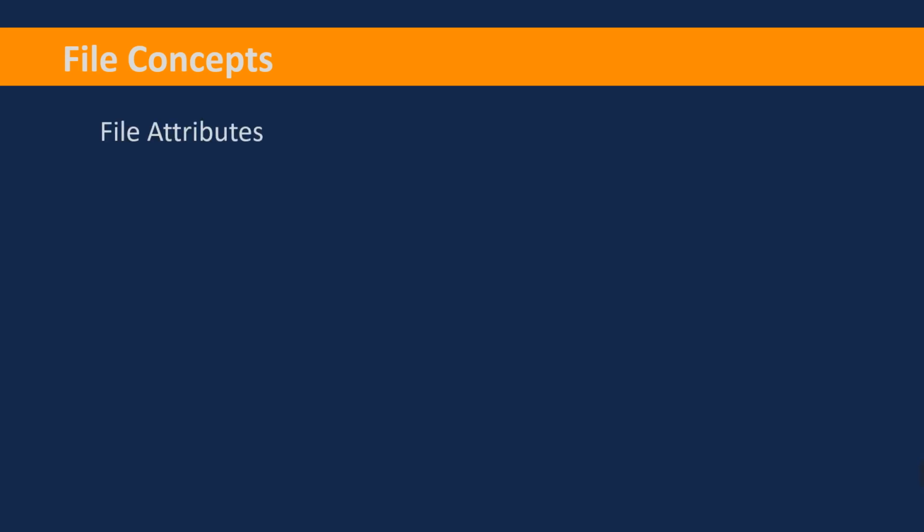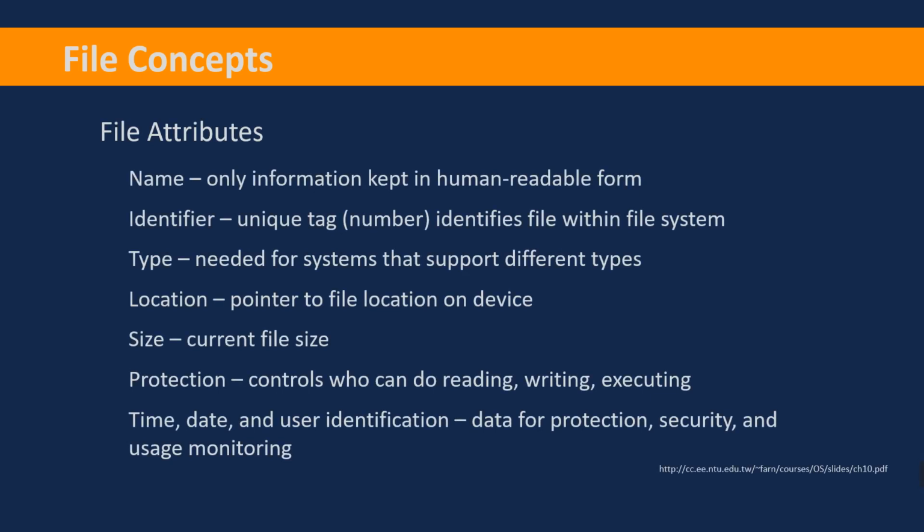Still under file concepts, we have the so-called file attributes. So the file attributes are the following. You have the name, the only information kept in human readable form. You have identifier, a unique tag, it's a number, that identifies the file within the file system. Type, you've already seen the type. You have the executable, the exe, .bat, .doc, whatever. So it is needed for systems that support different types. Location, a pointer to the file location on the drive.